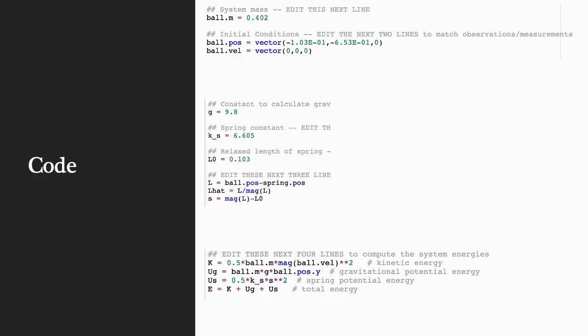And also the relaxed length of the spring is calculated by using the net force on the mass at the start, where it's just the force of gravity and the spring force and it's at rest, where the L0 is isolated to get the answer, about 0.103. And then the energy formulas are used to set the initial energy of the mass.